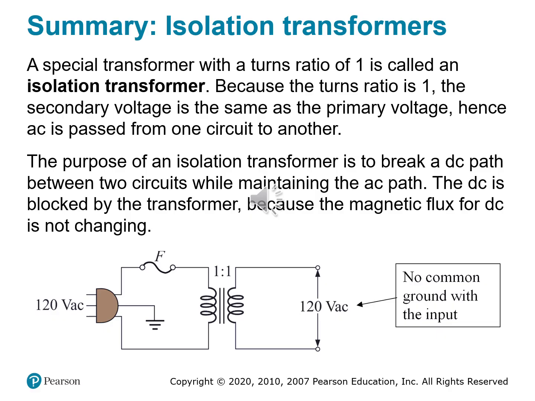Let's say you're servicing line-powered electronics. You need a safe reference for a circuit without creating a ground hazard. In the diagram, you can see you have 120 volts AC as the input. You have a 1-to-1 transformer and an output that's still 120 VAC, but now it's isolated from the source. There's no common ground. And that makes all the difference when you're working with mixed signal or industrial systems.